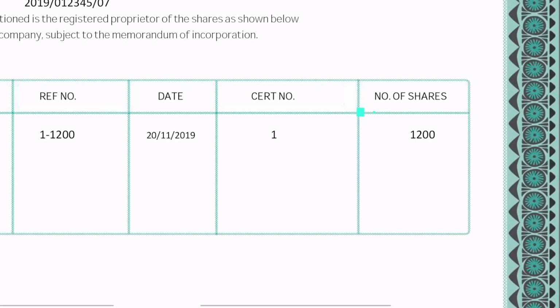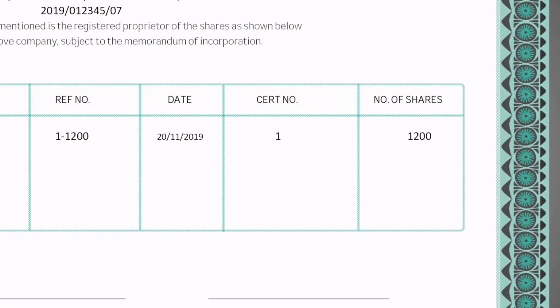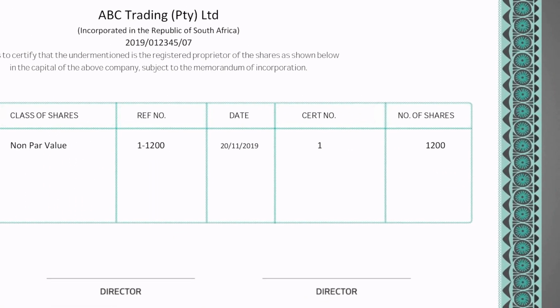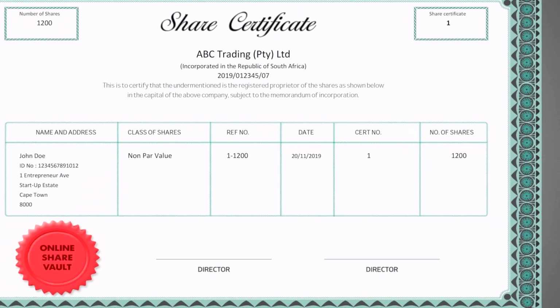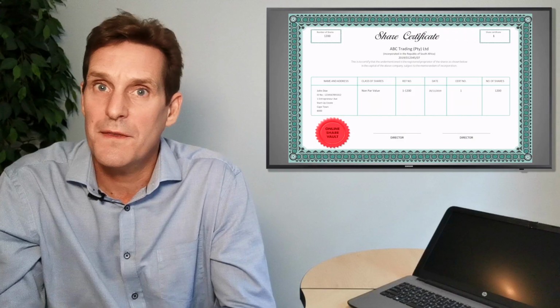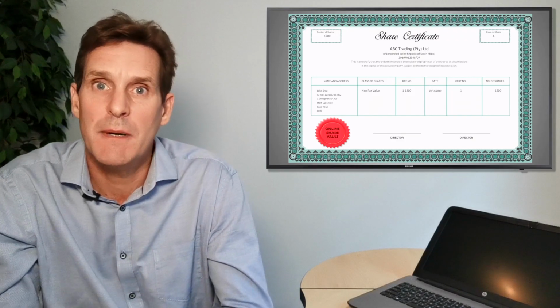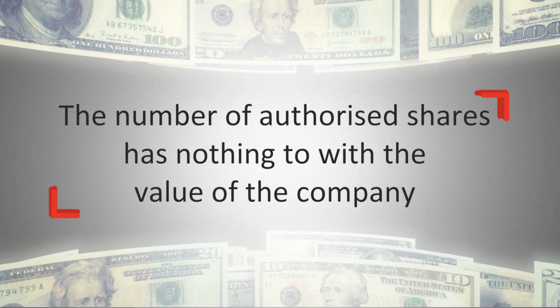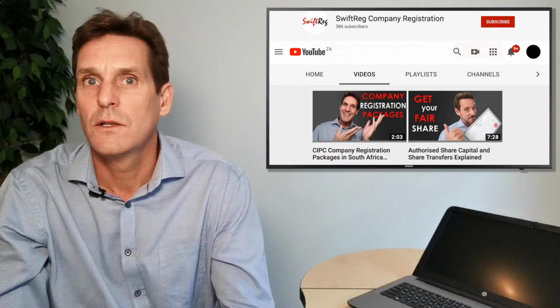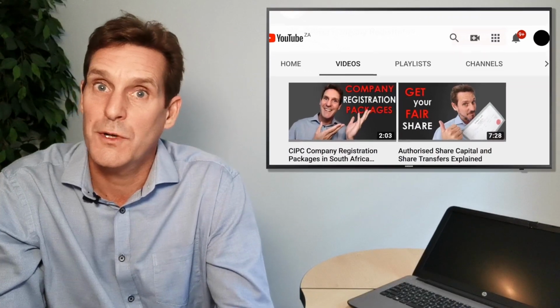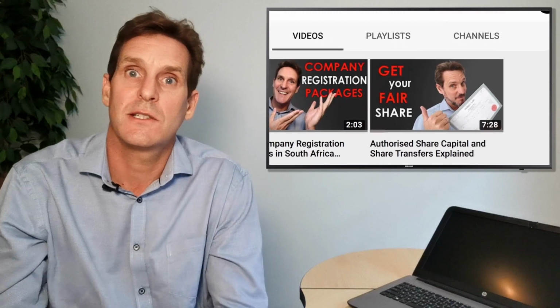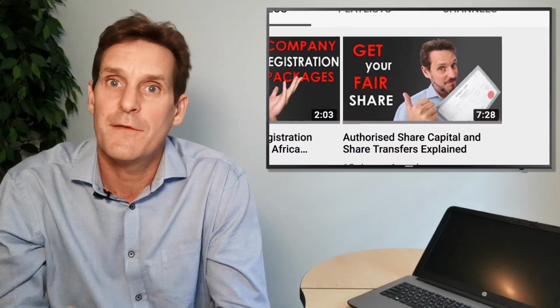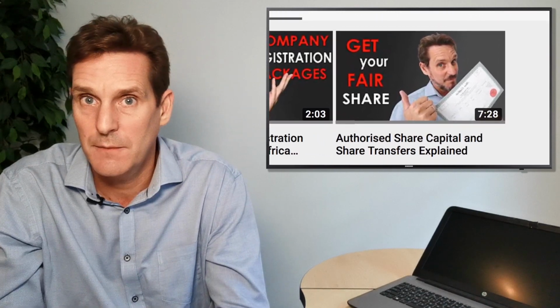All companies must select the amount of authorized share capital. We have specifically defaulted to 1,200 shares. Since you may not own a fraction of a share, we have used 1,200 as it is divisible by most numbers. It is important to understand that the number of authorized share capital has nothing to do with the valuation of your company. Should you want to know more about authorized share capital and the implications of share transfers, I've made a detailed video on this topic.